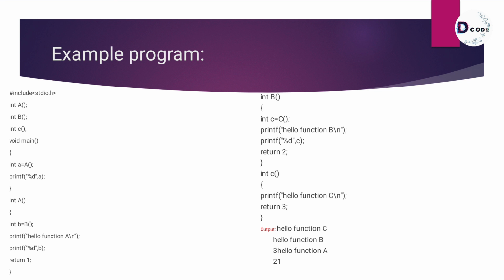it prints hello function c and 3. Then the compiler goes to the b function again and it prints hello function b and 2. And the compiler goes to the a function again and it prints hello function a and 1. So the output will be hello function c, hello function b, hello function a.